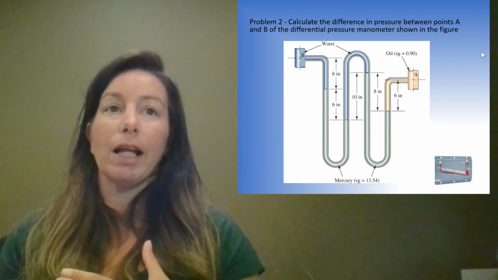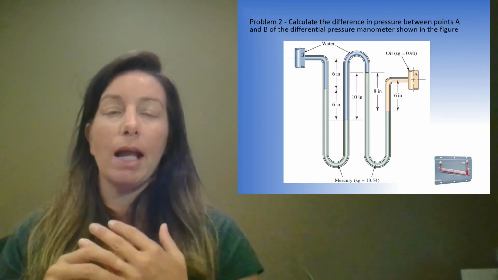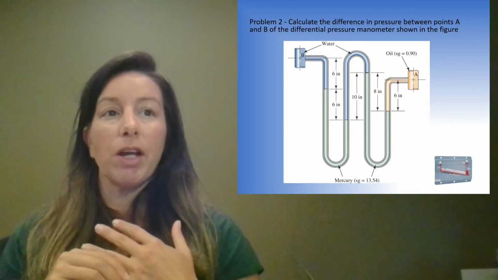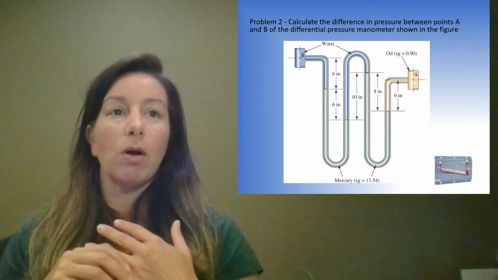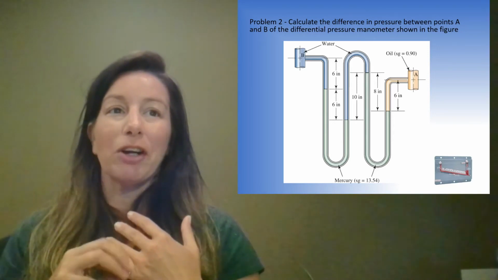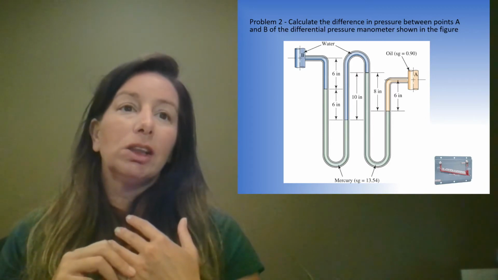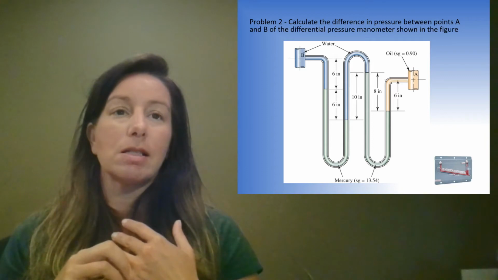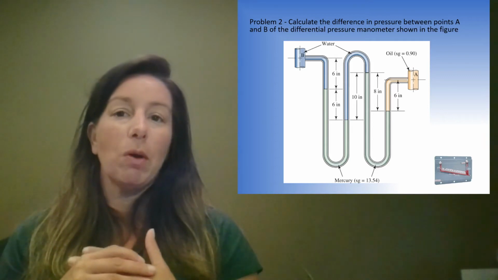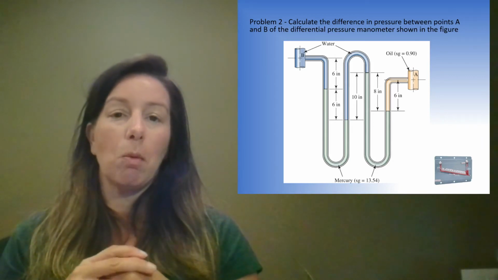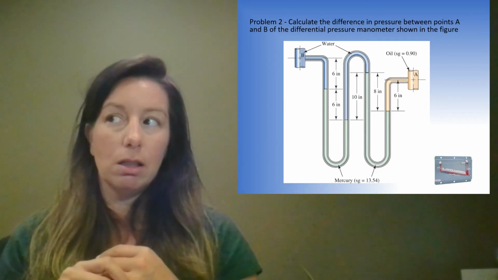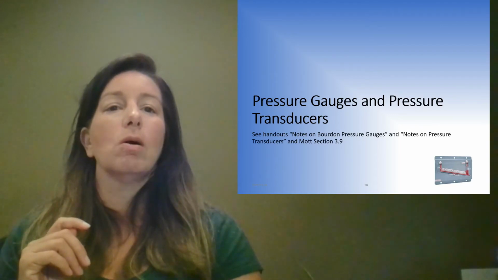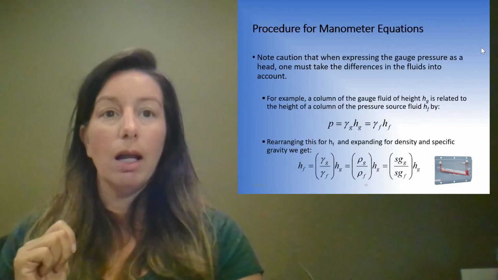Problem 2, calculate the difference in pressure between points A and B of the differential pressure manometer as shown in the figure. So what do we have? All sorts of different things. There's mercury, water and oil. Oh my. So they give you all the specific gravities. Again, if it's not stated, you assume that the water is at 4 degrees C at sea level. So give those a try, okay?